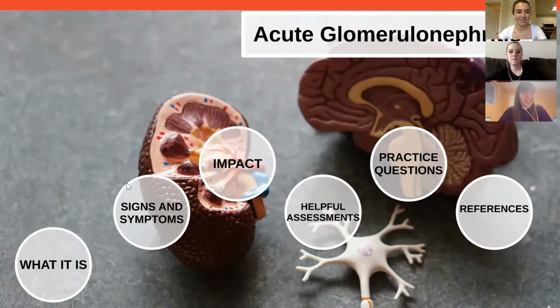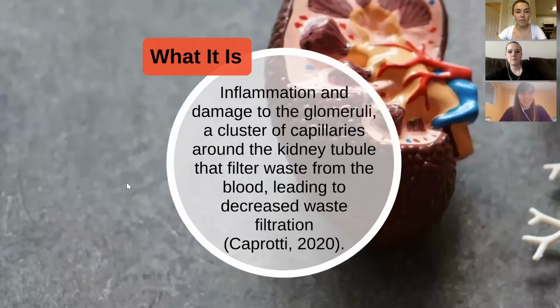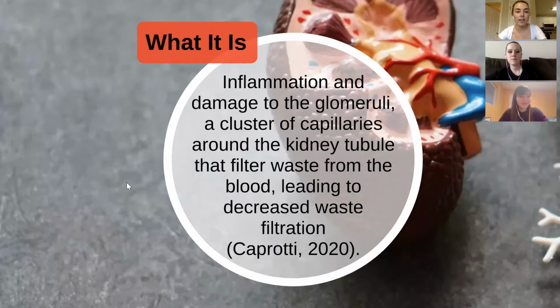So to start off, Jessie, can you tell us more about what AGN is? Yeah, absolutely. So acute glomerulonephritis is a disorder that occurs where there is inflammation and damage to the glomeruli, which is this cluster of capillaries around the kidney tubule that filter waste from the blood. So the damage to them and inflammation causes this decreased waste filtration. That decreased waste filtration also leads to loss of vital substances that our body needs, a main one of them being albumin, which is a protein in our blood.